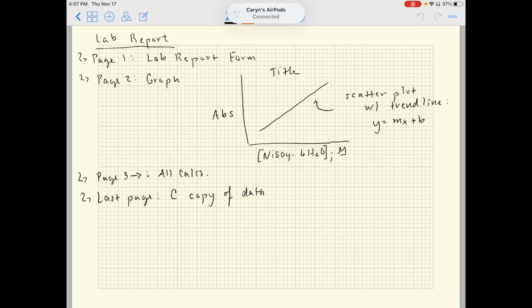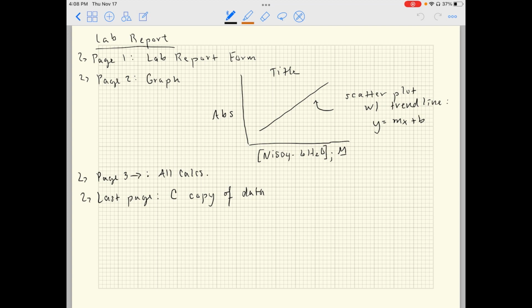All right, so this is the lab report information for the nickel sulfate hexahydrate lab. So essentially the spectroscopic determination of nickel. A couple things that you need for the lab report. Page 1, you need the lab report form.